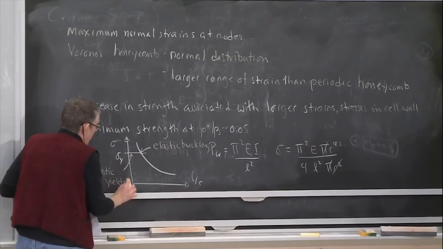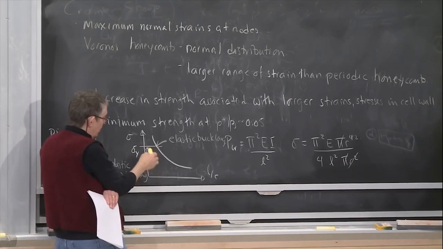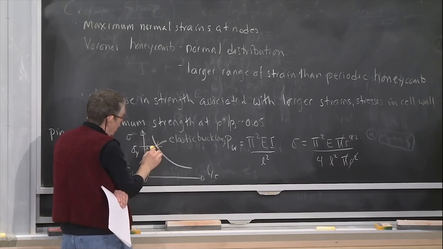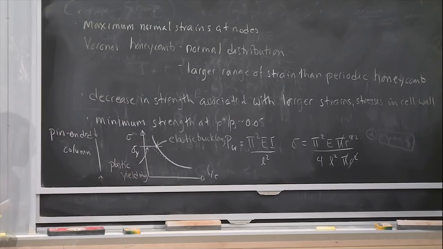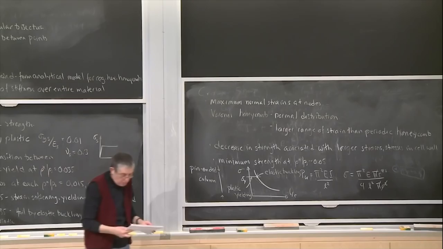And in practice, there's not like a sharp corner here. If you made columns of progressively longer length and you tested them, the little short ones would yield. So they'd yield along here. But they don't kind of yield and then the next one buckles. In fact, you get something like that. So that when you're near that transition, when you're near this point here, the actual failure stress is a little bit less than that. Okay. And I think that's partly what's going on over there with the minimum.